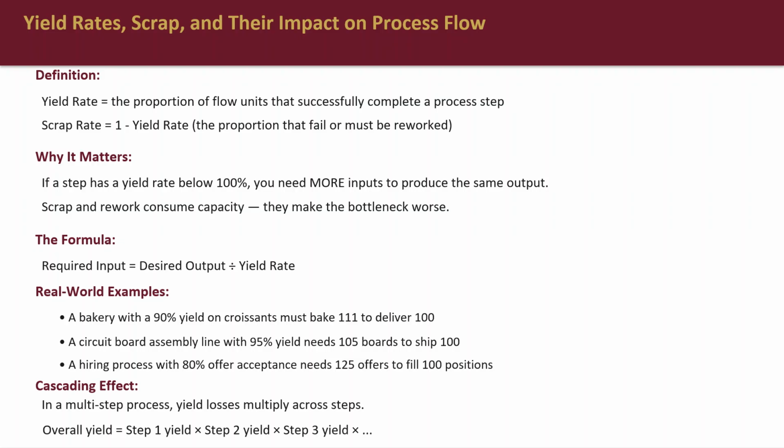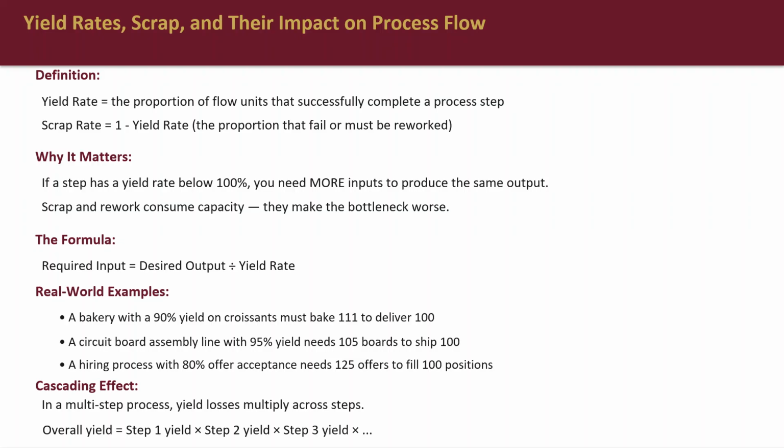The formula is on screen. Required input equals desired output divided by yield rate. Look at the three examples. A bakery at 90% yield bakes 111 croissants to deliver 100. An assembly line at 95% needs 105 boards to ship 100. A hiring process where 80% of offers are accepted needs 125 offers to fill 100 jobs.